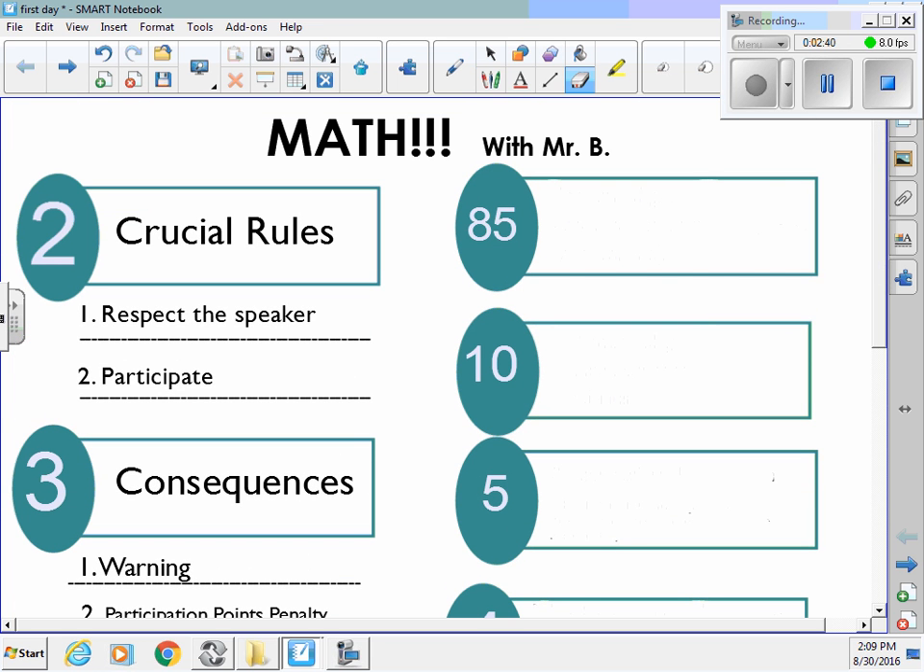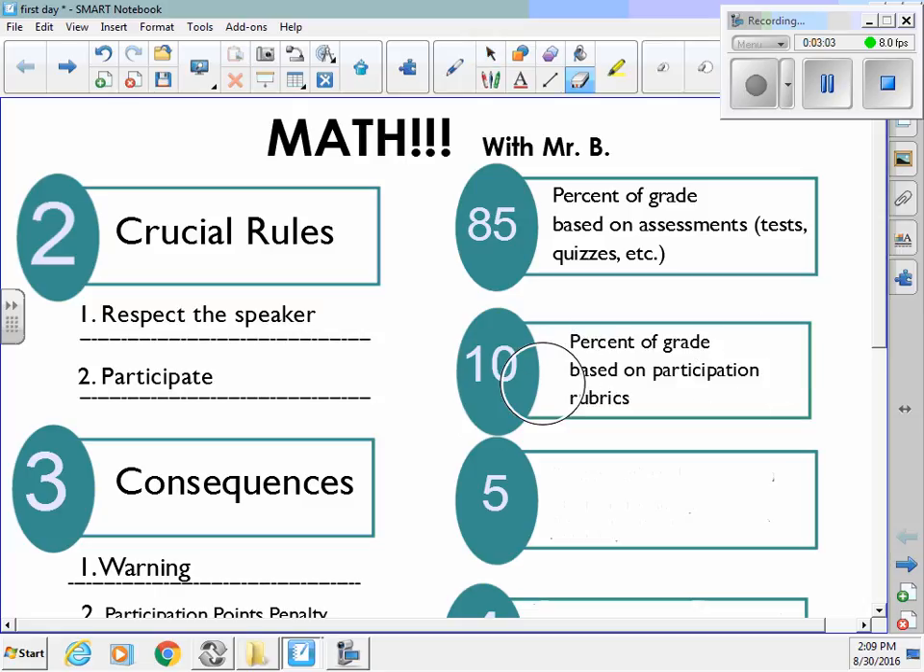85% of your grade is determined by your performance on assessments, which are tests and quizzes. Quizzes are generally somewhere between, say, 20 and 50 points, and tests are generally out of 100. So you can count on a test being 2 or 3 times the amount of weight as a quiz. And 85% of your grade is based on those assessments.